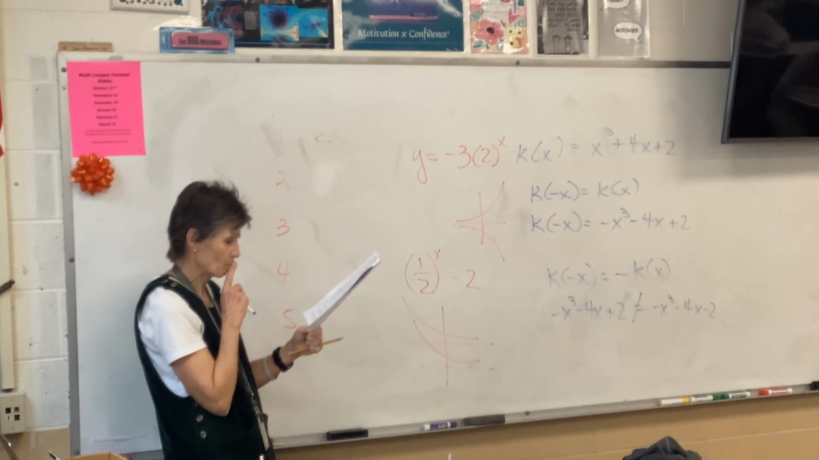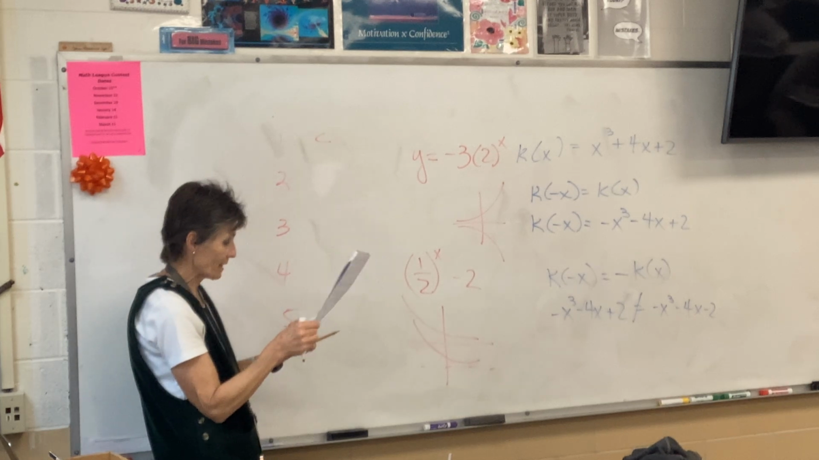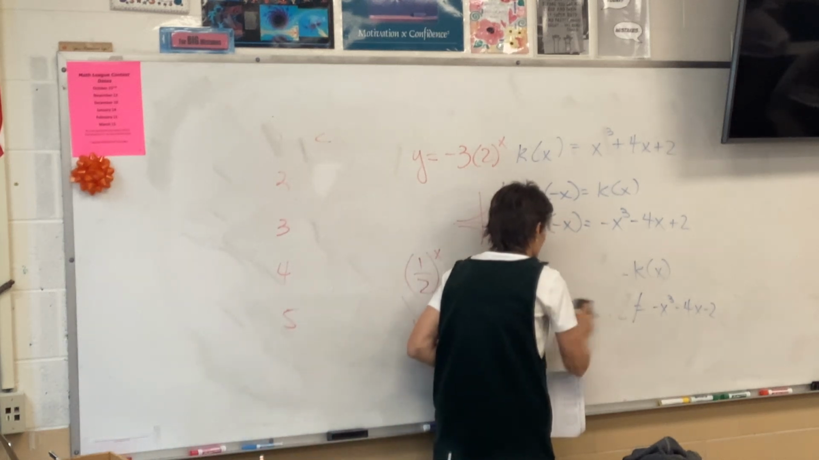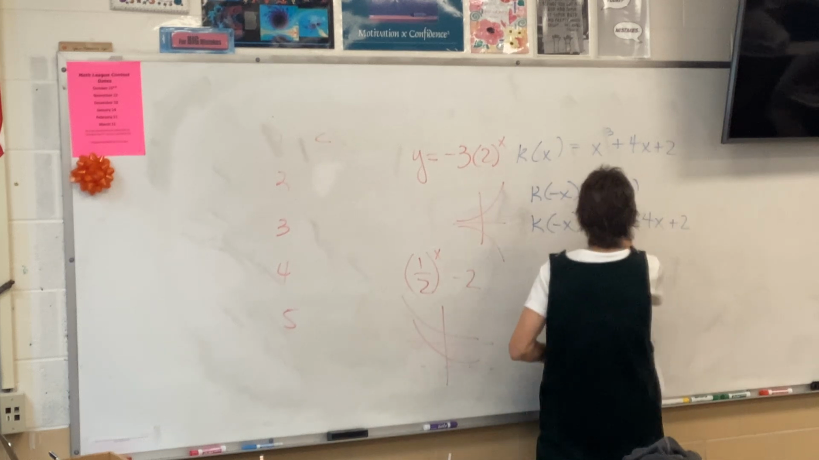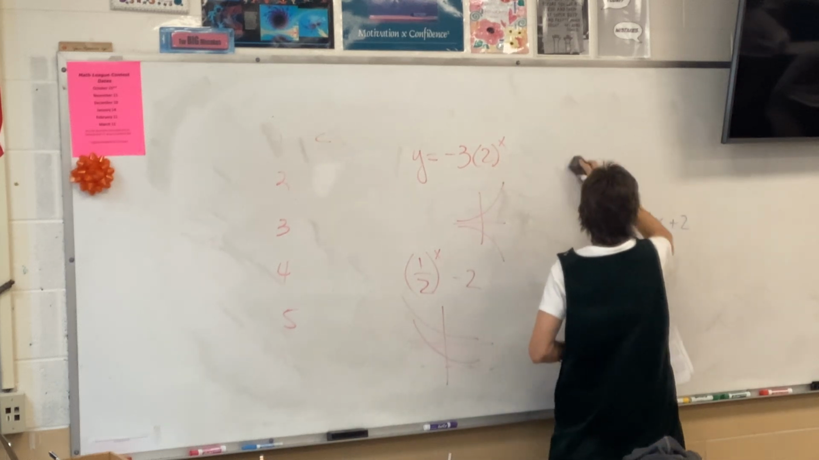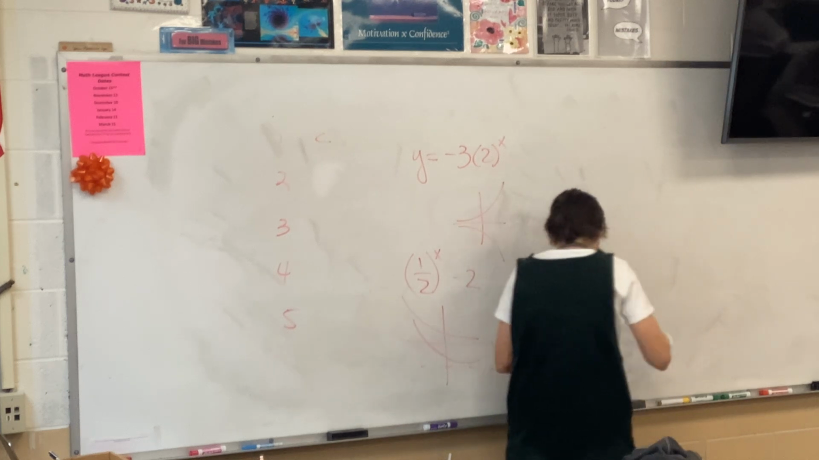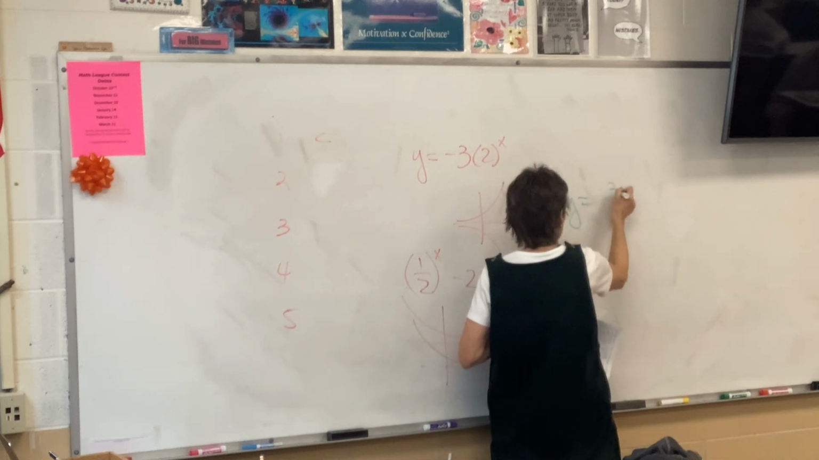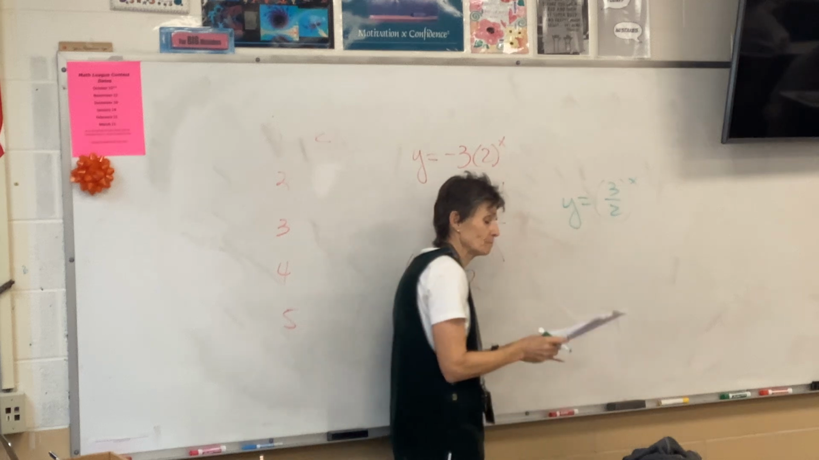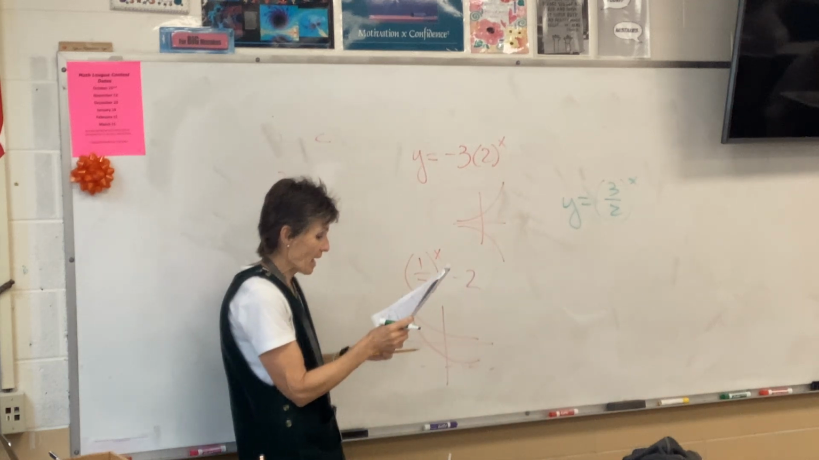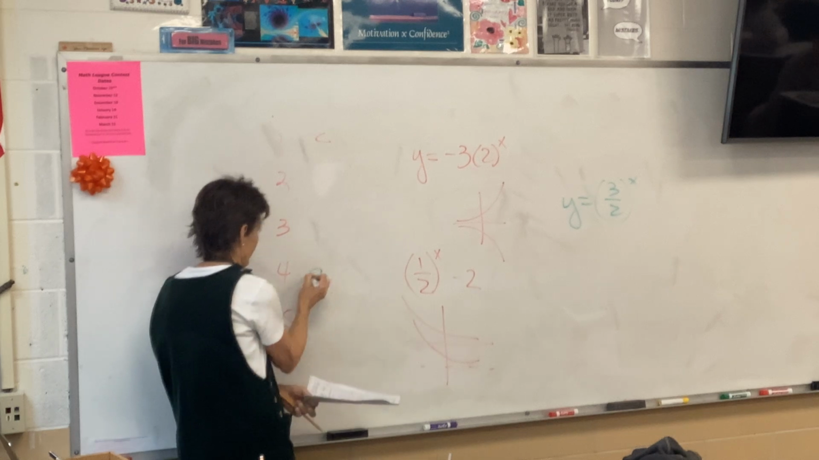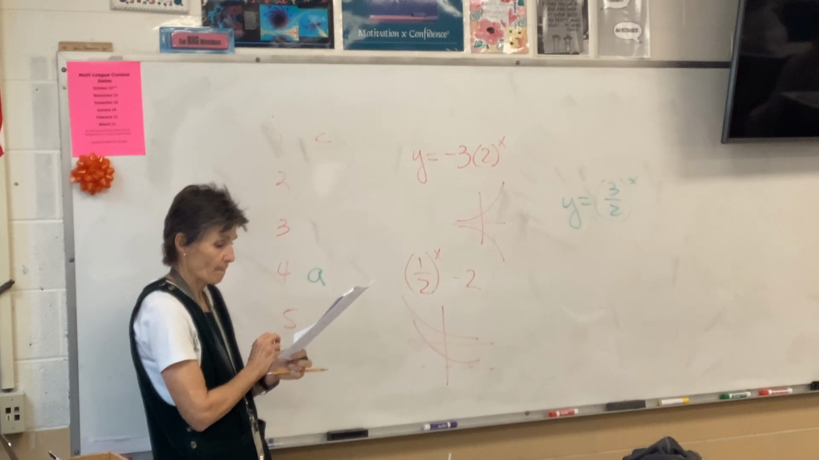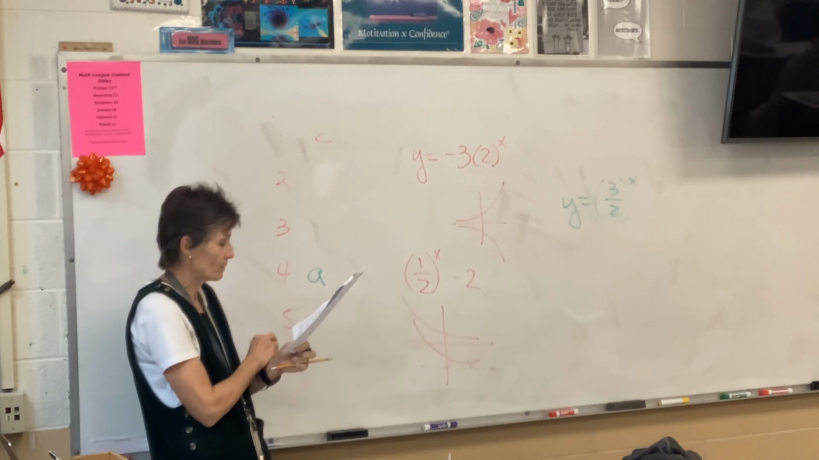Okay, what about C? Oh, C I already did. What about A? 2/3 to the negative x. What does it look like? What does the negative x part do? Let's see, so I'm actually graphing 3/2 to the x, which that would be equation 4, wouldn't it? Picture 4 would be equation A.